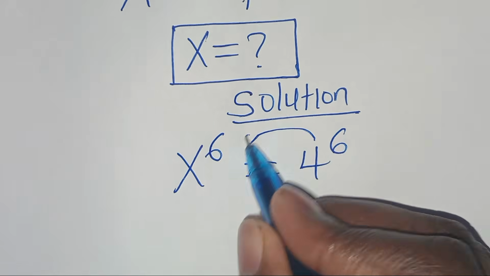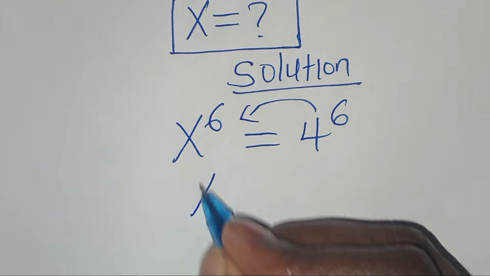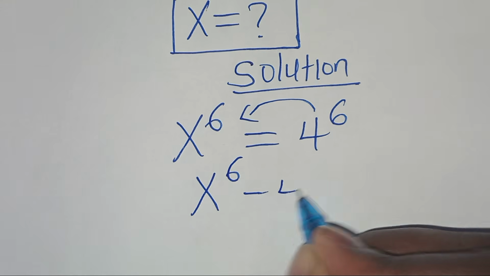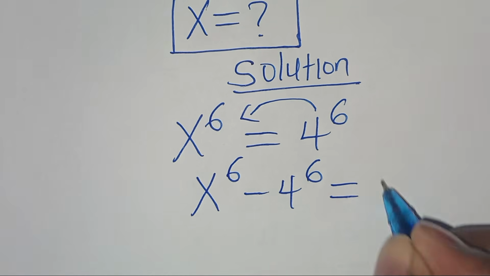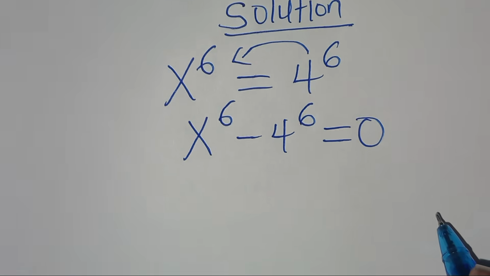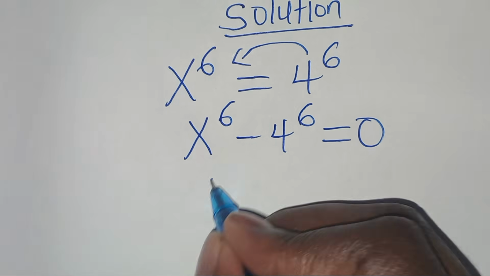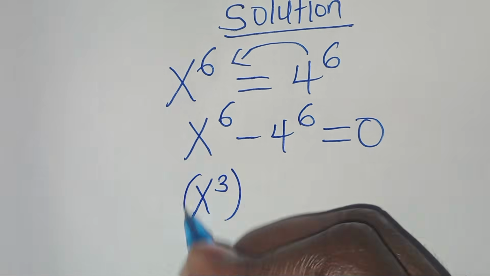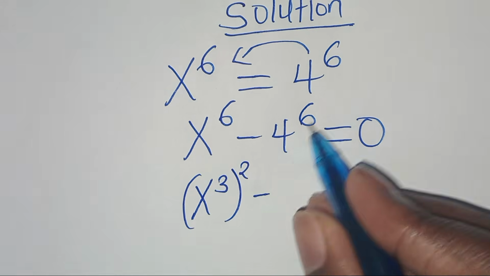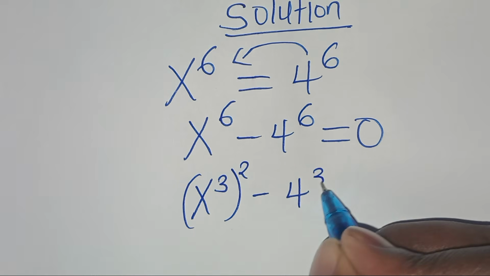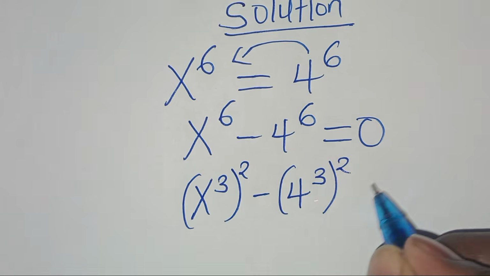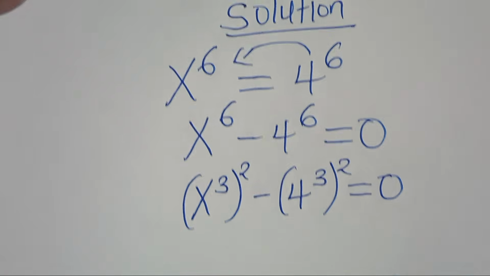Let's take 4 to the power of 6 to the left hand side. So this is x to the power of 6 minus 4 to the power of 6 equal to 0. We can express x to the power of 6 as x to the power of 3 raised to the power of 2, subtract 4 to the power of 6, which is 4 to the power of 3 raised to the power of 2. This is equal to 0.